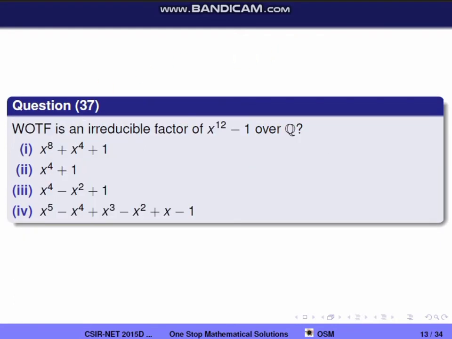Next question, question 37. Which of the following is an irreducible factor of x power 12 minus 1 over Q? So when we factorize x power 12 minus 1, we are going to get it as a product of both reducible as well as irreducible factors. So once we get that, we'll check which of the options becomes the irreducible factor. So we'll check how to do this question.